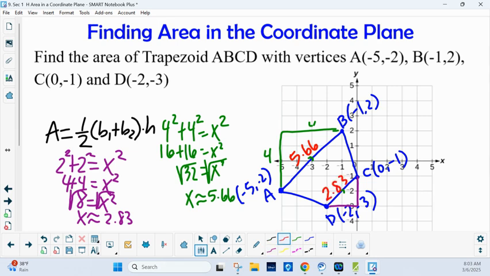Now we need the height. The height has to go from one base to the opposite base at a right angle. So usually it's easiest to take the smaller base and just start on a vertex and go straight down to the opposite side. And either one is going to be the same length from either vertex. So we've got this one right here that we've got to find its length.